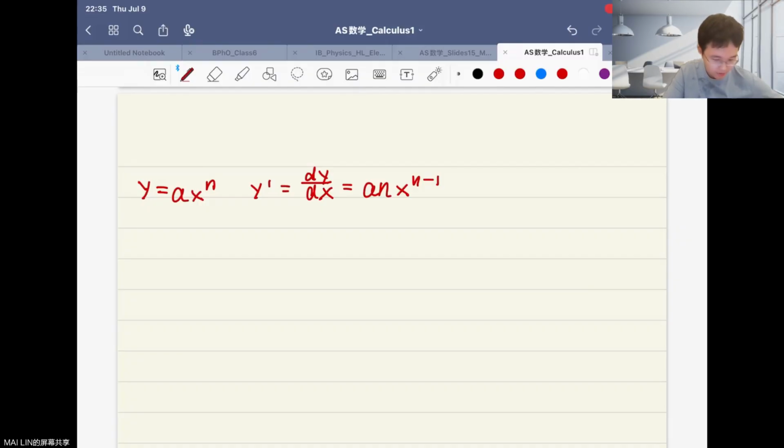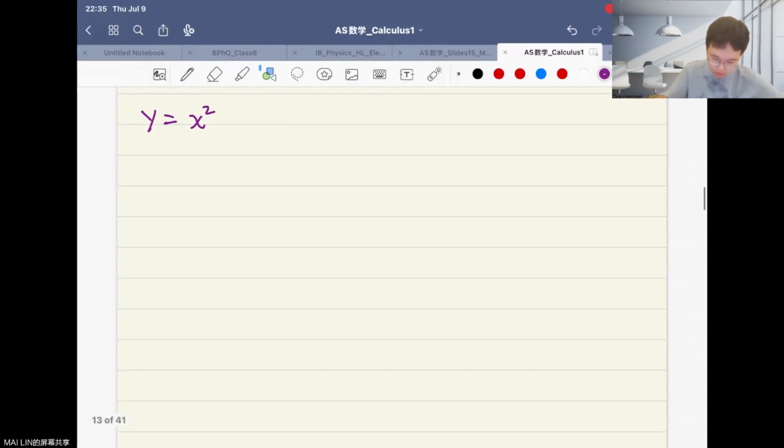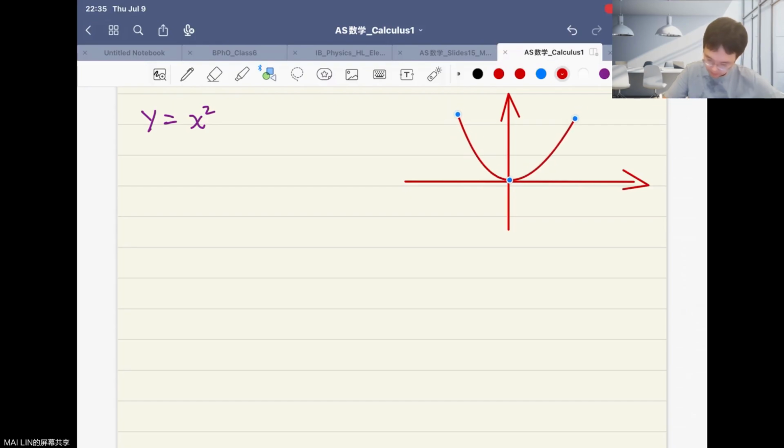Let's move to this. First, let's make an example based on y equals x squared. We can start by drawing the graph for y equals x squared. If you want to find the differentiation, you just want to find the gradient of that.